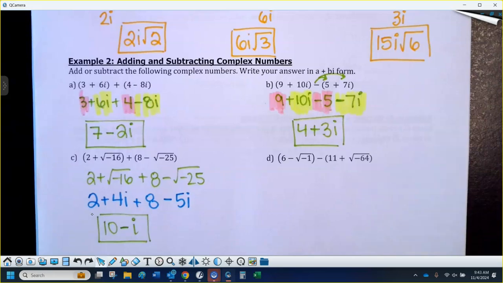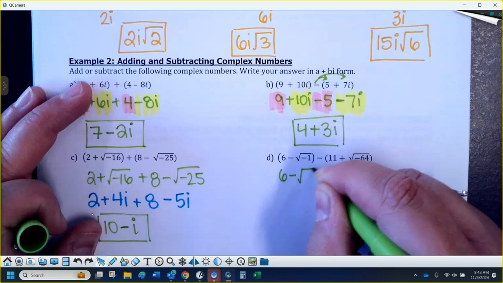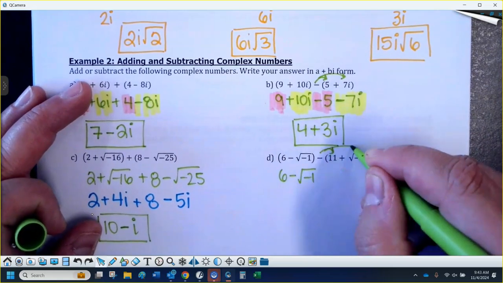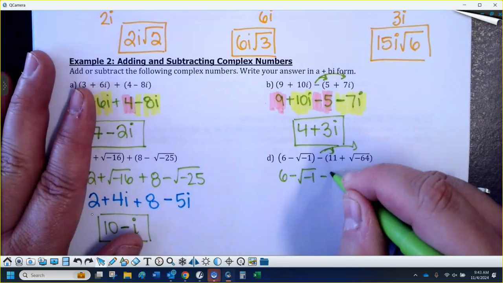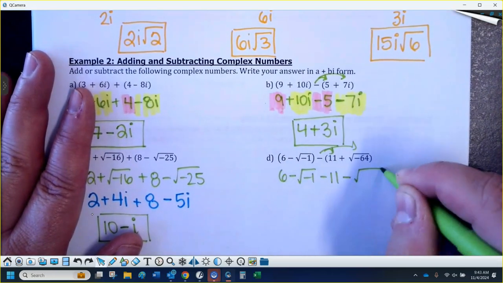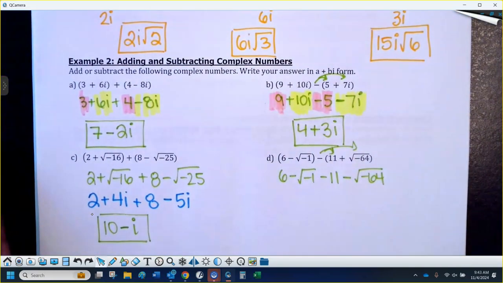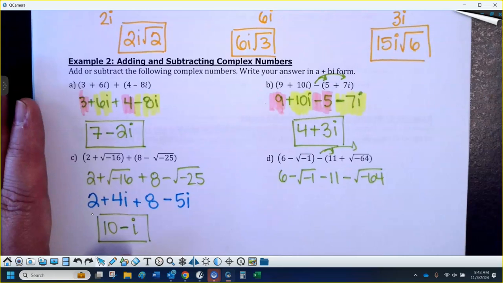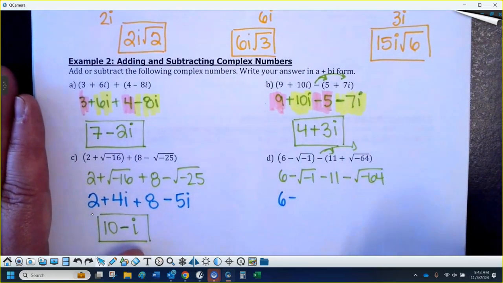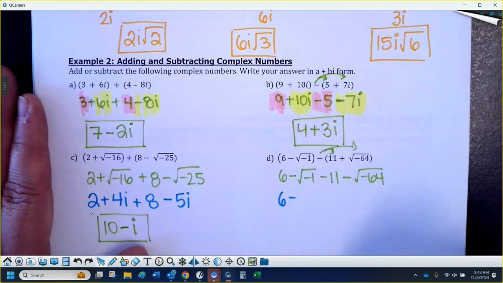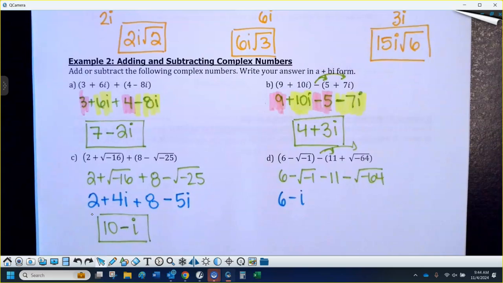And then this last one here, you do have a subtraction. So I have 6 minus the square root of negative 1. I want to distribute this subtraction, which is like distributing a negative 1. So it's going to be minus 11 and then minus square root of negative 64. Anybody know what the square root of negative 1 would be? Ethan, what do you think? Just i. That's the definition, just i. You can put a 1 in front of it if you want to.